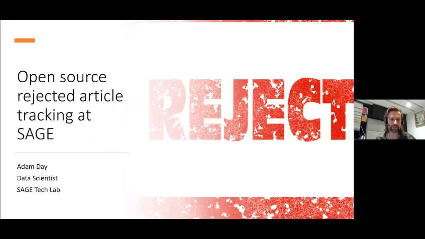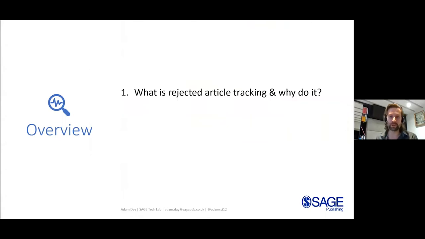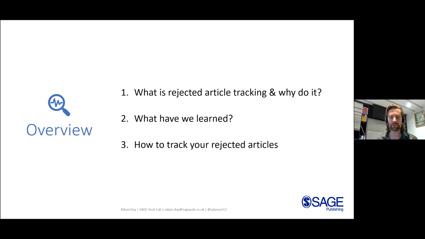I'm going to talk a bit today about Sage's new open source rejected article tracker. I'm going to start by setting the scene a bit to say, you know, what is rejected article tracking and why do we do it? A bit about what we've learned from doing it, and also how to track your rejected articles with our software.